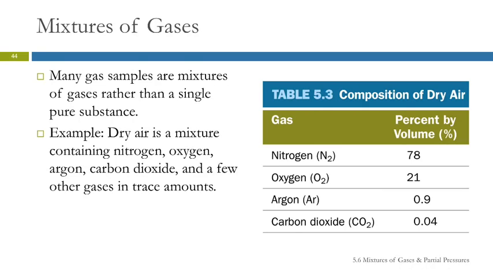So what we call dry air, 0% humidity, is a mixture that has nitrogen, oxygen, argon, carbon dioxide, and then a few other gases in there as trace amounts. And so dry air is 78% by volume nitrogen, 21% oxygen, 0.9% argon, and 0.04% carbon dioxide. So it's mostly nitrogen and thankfully a good amount of oxygen. Turns out this is the perfect amount of oxygen for humans to breathe.